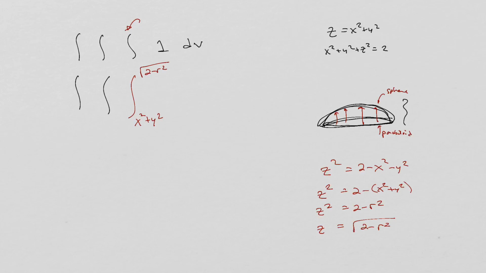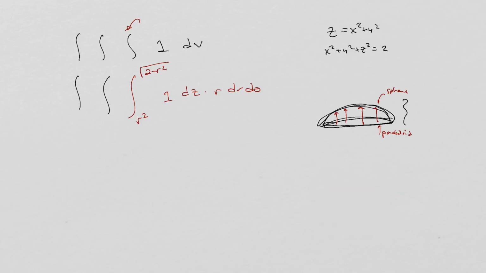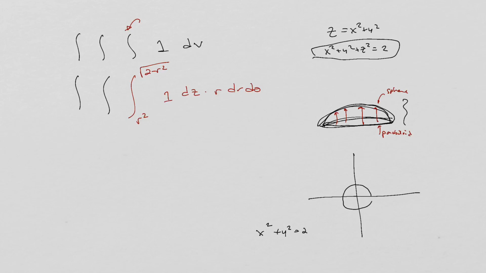Right, and for the bottom one, x squared plus y squared, I could rewrite that as r squared as well. So then that's dz, and then we still have to figure out r and theta from here. To figure out r and theta, let's project this down onto the xy plane. When I project it onto the xy plane, z is 0. So that leaves me with x squared plus y squared equals 2, which is that circle of radius square root of 2.